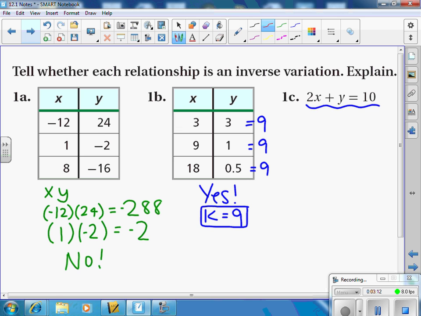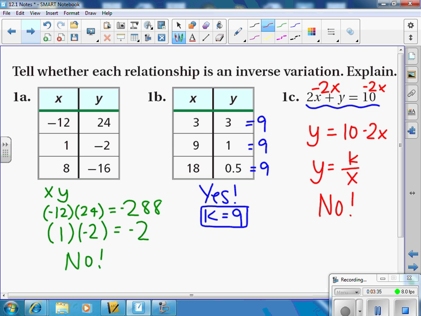So the first thing I want to do is subtract 2x from both sides. So I get y equals 10 minus 2x. This right here is a linear relationship. It fits y equals mx plus b. So that means it's not inverse variation. I can't write it to make it look like this. We can't make x go on the bottom. So this is also a no.